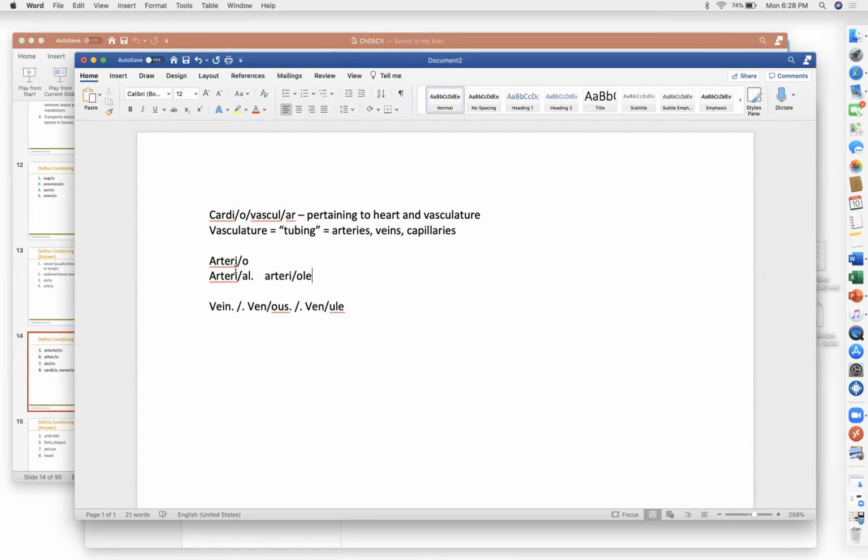So normal size artery, arterial, right? Or just an artery, a normal sized artery, and arteriole, very small. Arterial, pertaining to the arteries. Venous, pertaining to the vein. Venule means very small vein. Arteriole, very small artery.